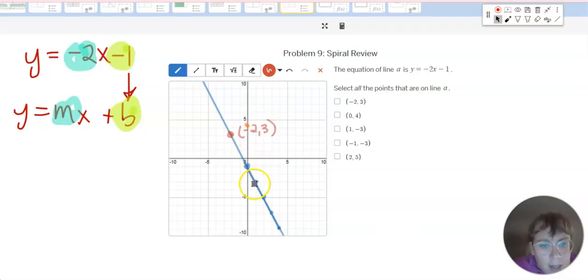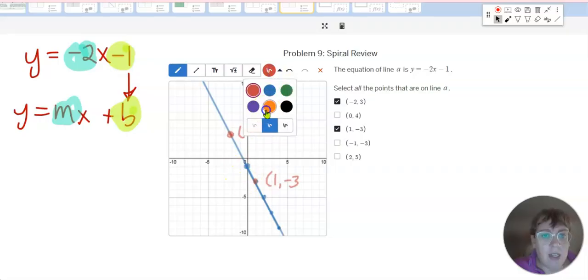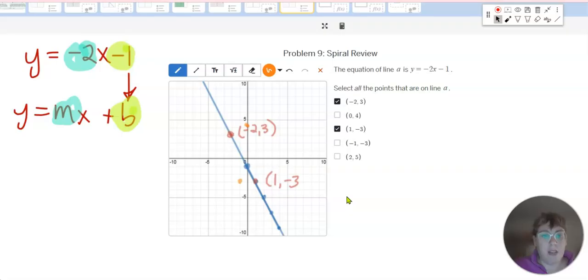1, comma -3 is right here on the line. -1, -3 is down here, not on the line. And then 2, comma 5 is up here, not on the line. So we have two points here that are on the line. Beautiful.